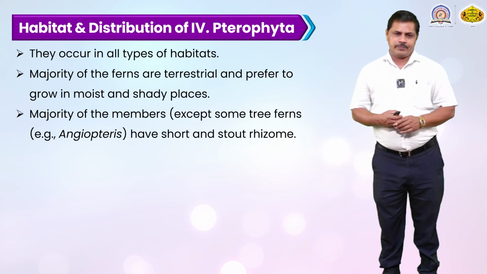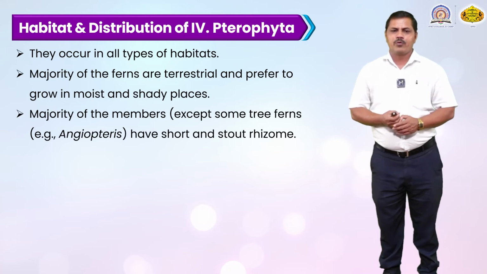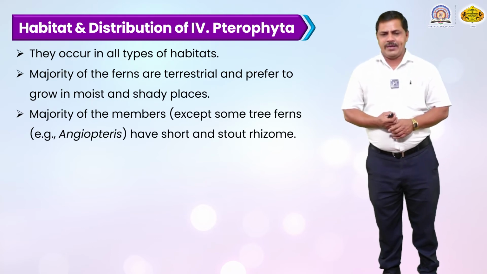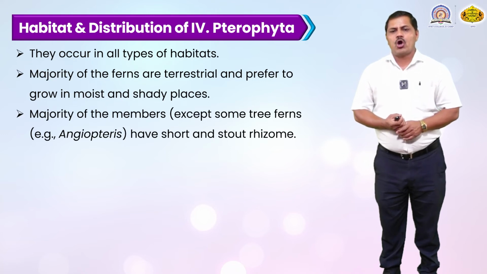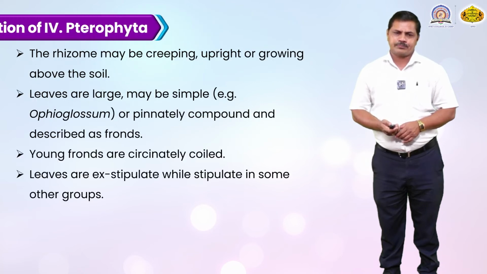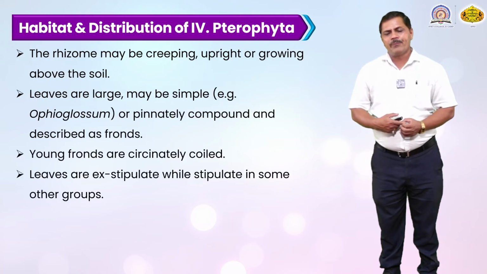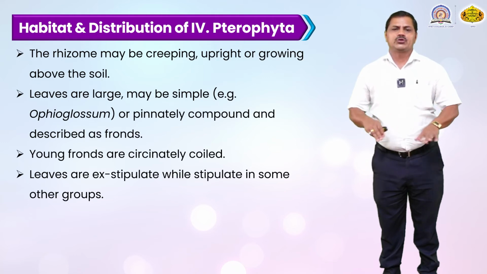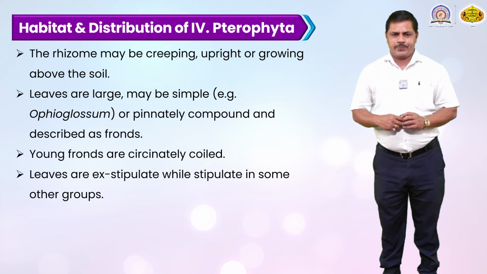They can grow to large sizes. Majority of the members, except some ferns like the tree fern Angiopteris, have a formation of very large structure, with a short and stout rhizome. In another character, the rhizome may be creeping. It can creep on the surface of the soil, or be upright, growing above the soil by the stem.